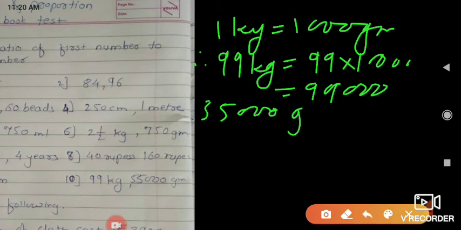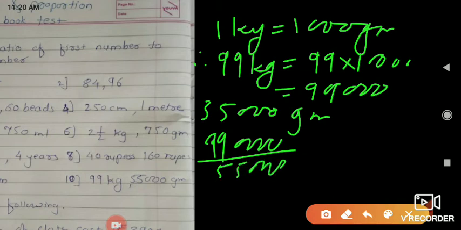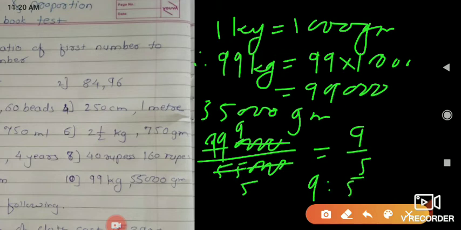So the 99,000 upon 55,000, the zeros get cancelled with 0. 11 5s are 55 and 11 9s are 99. So 9 upon 5 means only 9 is to 5. In this way we have to solve the examples.